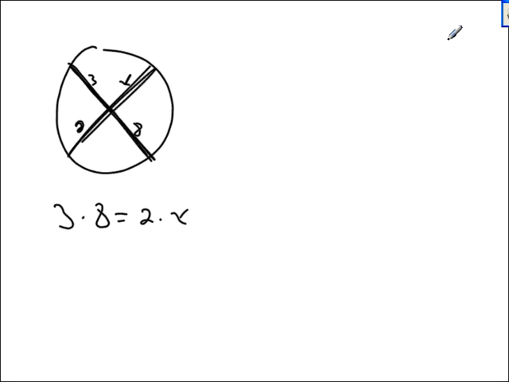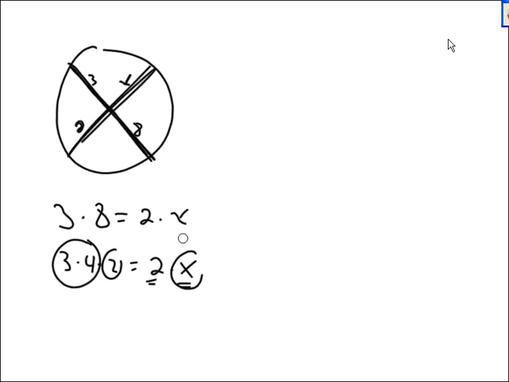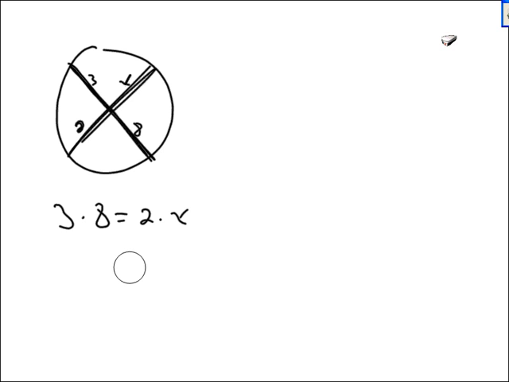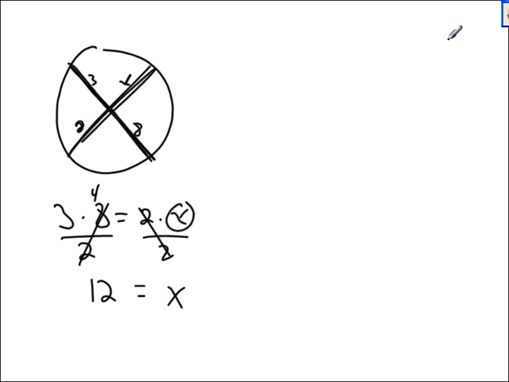Now there's two ways of doing this. 8 is 4 times 2. 2 times this; 2 times 12 is 2 times 12. X is 12. Or if you preferred, divide both sides by 2. Divide the right side by 2, just get x. Divide the left side by 2, get 3 times 4, or 12. So we found 12.